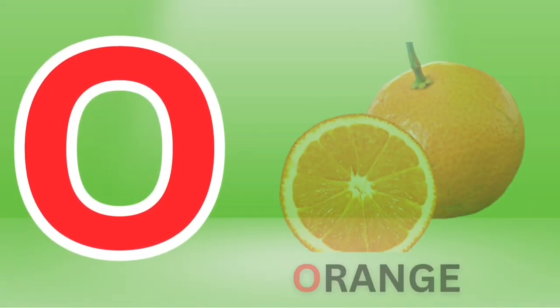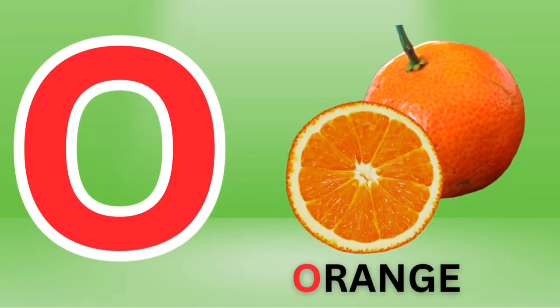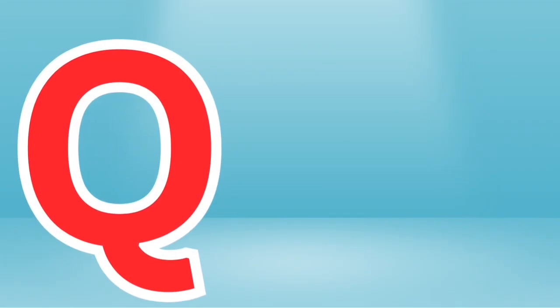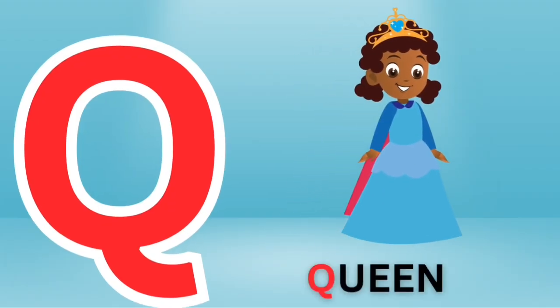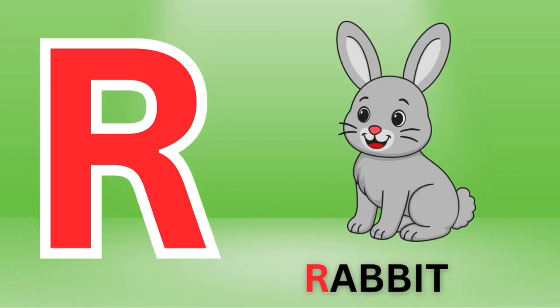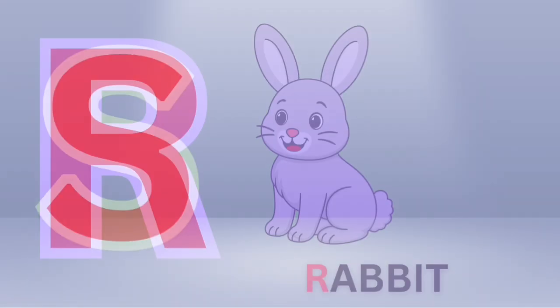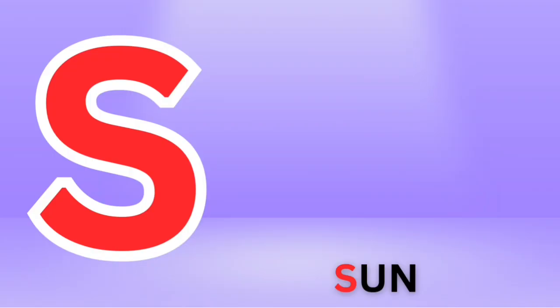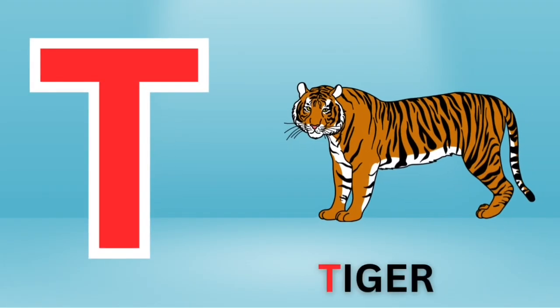O for orange, P for pen, Q for queen, R for rabbit, S for sun, T for tiger.